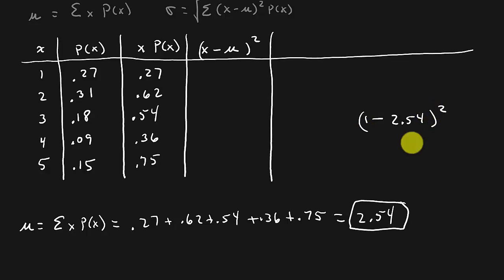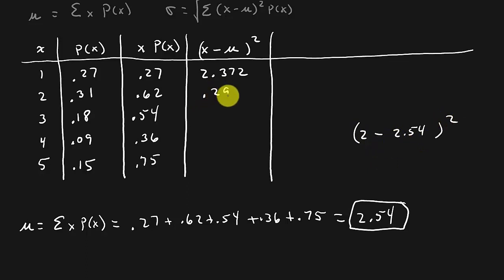If I want to find the next one, I've got x, which is 2, minus the mean, 2.54, and then all of that squared. That gives 0.292. And the same thing for 3: 3 minus the mean squared is 0.212. For 4, the 3 is replaced with 4, so 4 minus that squared is 2.132. And when x is 5, 5 minus 2.54 squared is 6.052. So that's how you get this column.